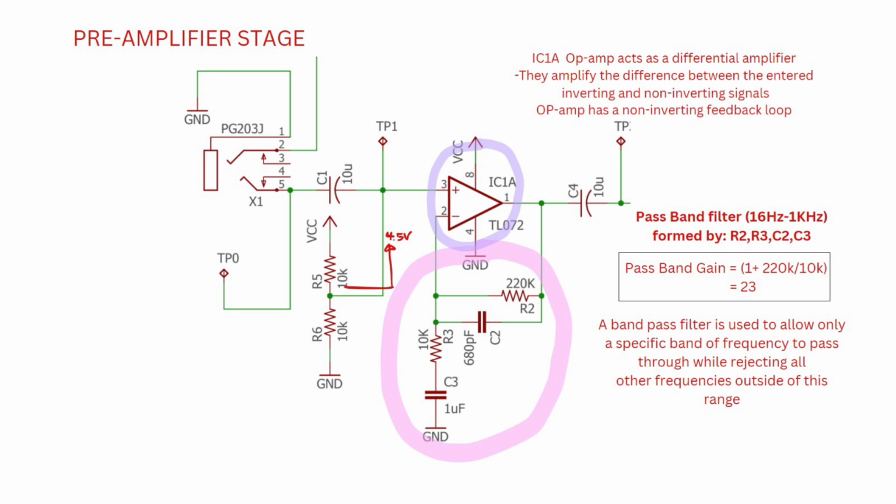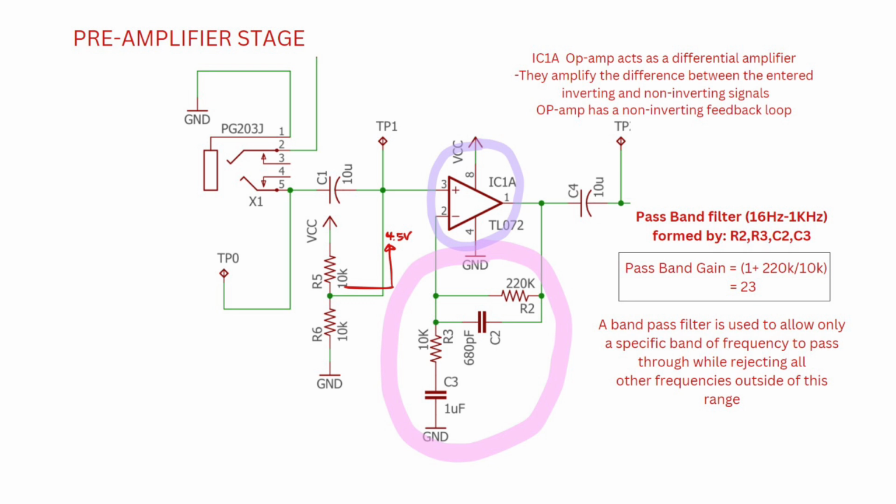Then next we take a look at the IC chip and the pass band filter. So the op amp is acting as a differential amplifier, amplifying the difference between the signal entering from the inverting and non-inverting sides. And then next we have the pass band filter at the bottom. So as we can see here, the pass band filter is comprised of C2, R2, R3, and C3. So this pass band filter is used to allow only a specific band of frequency to pass through while rejecting all other frequencies outside of this range.